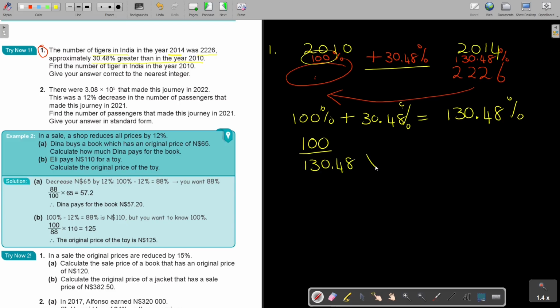130.48, and I multiply it with that 2226. And that will give me, and I'm first going to write the approx. So it's 1706.008. But they said to the nearest integer. So therefore, 1706.